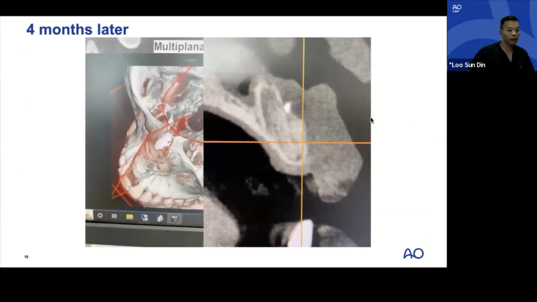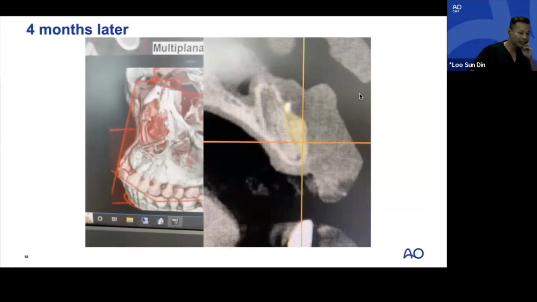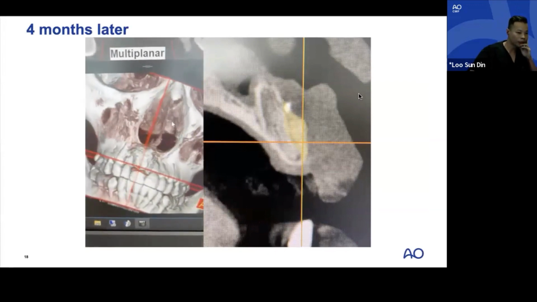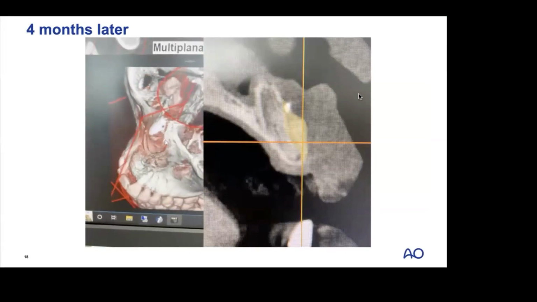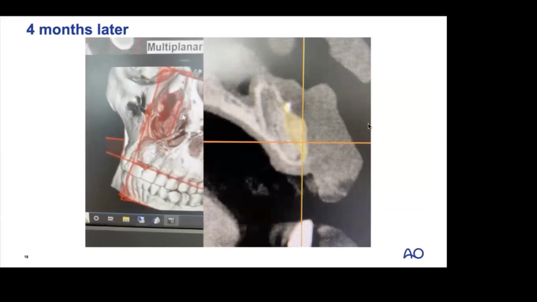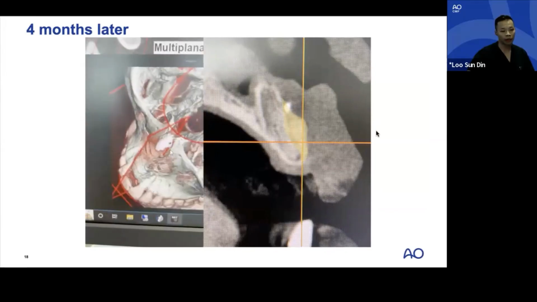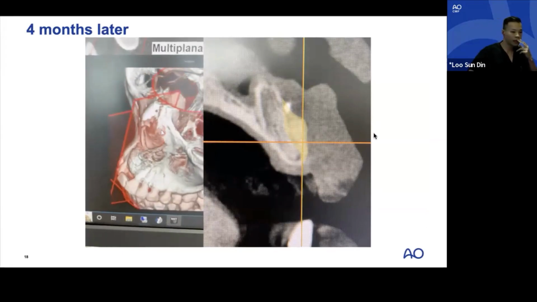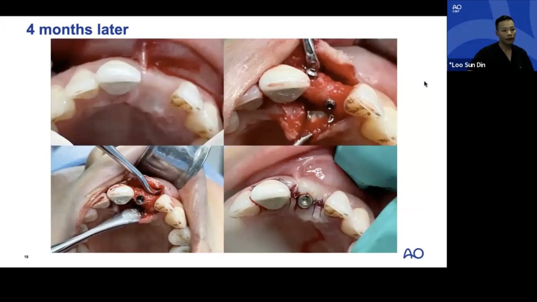4 months later, we take a cone beam CT, and you can see that there is, I think, adequate bone for an implant. It looks a bit odd, but luckily it doesn't really show in the patient's profile because of the thick tissue in the lip and the muscles. However, if you look at it intraorally, you can see the buccal contour can be a little bit better.